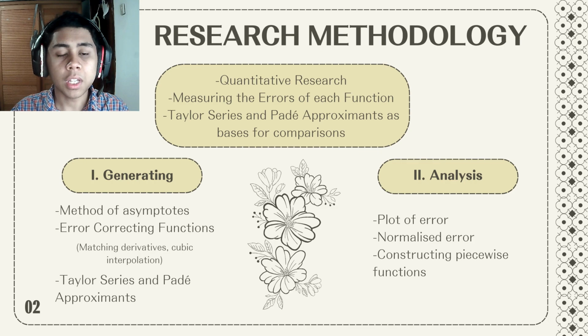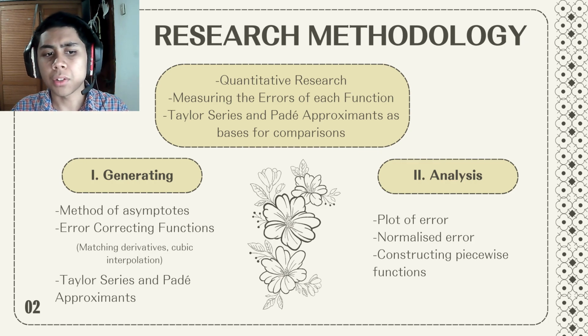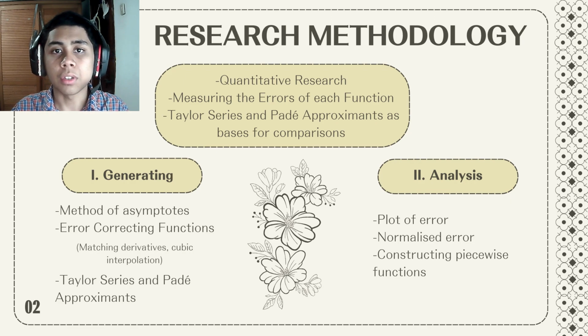Research is done quantitatively. The quantities in question are the errors of each function. In conjunction, two different types of approximations, Taylor series and Pade approximants, serve as points for comparison. To start, this process is split into two parts. First, generating the approximations, of which the methods differ depending on which functions are at play.